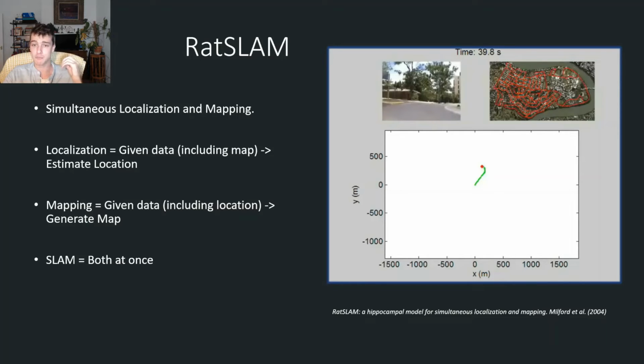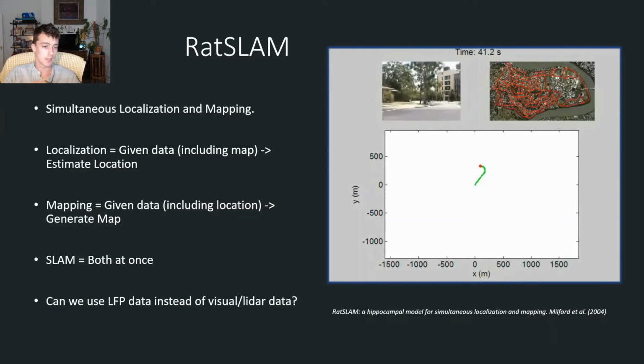As you can imagine, it's a really common problem with autonomous cars, any autonomous vehicles, but attempting to apply any SLAM solutions to neural data is completely novel.